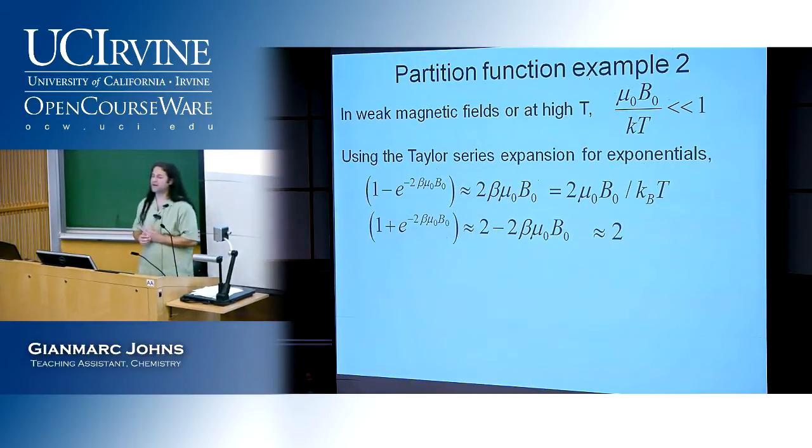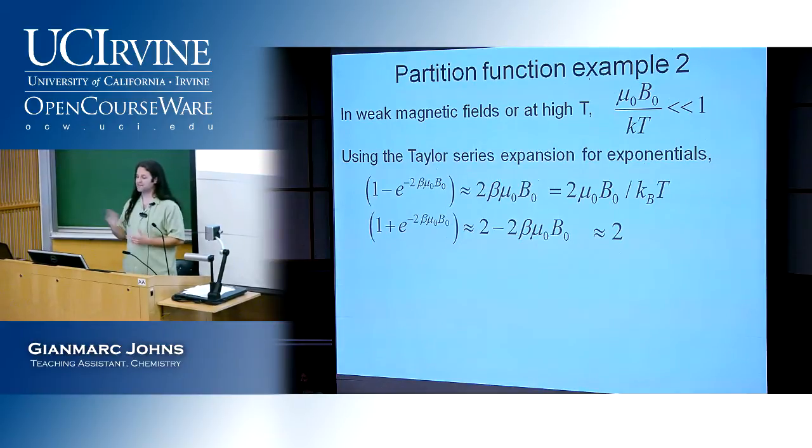Now if we look at the denominator, we'll do the same thing. Take the first 2 terms. So you're going to have 1 minus 2 beta mu naught b naught. But this time the 1's positive, so you get 1 plus 1 equals 2. And then you subtract the 2 beta mu naught b naught.